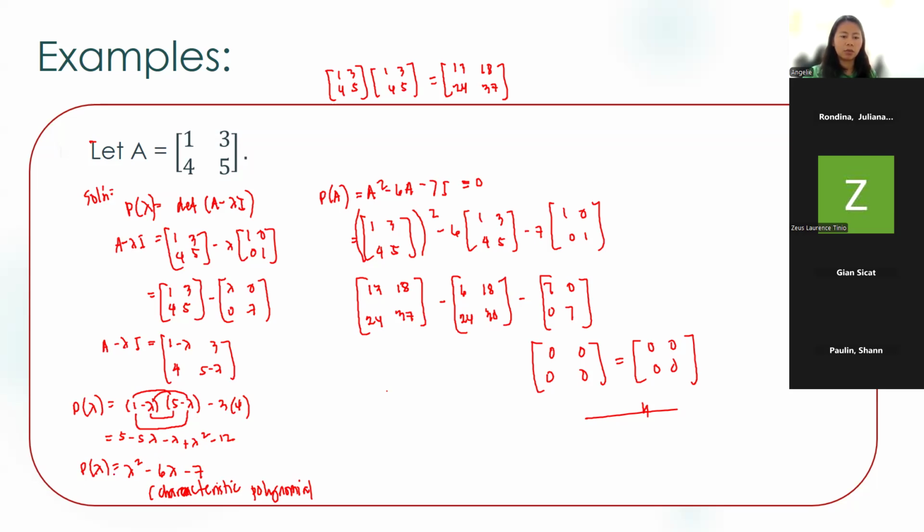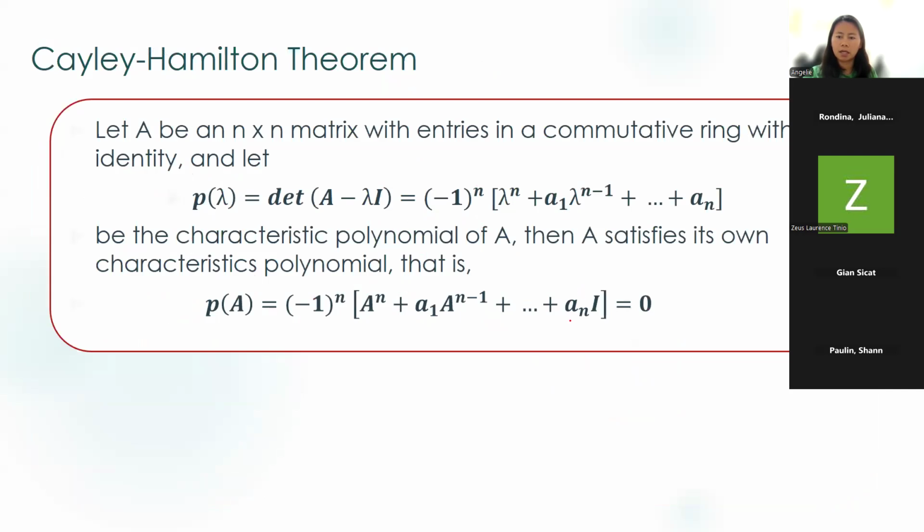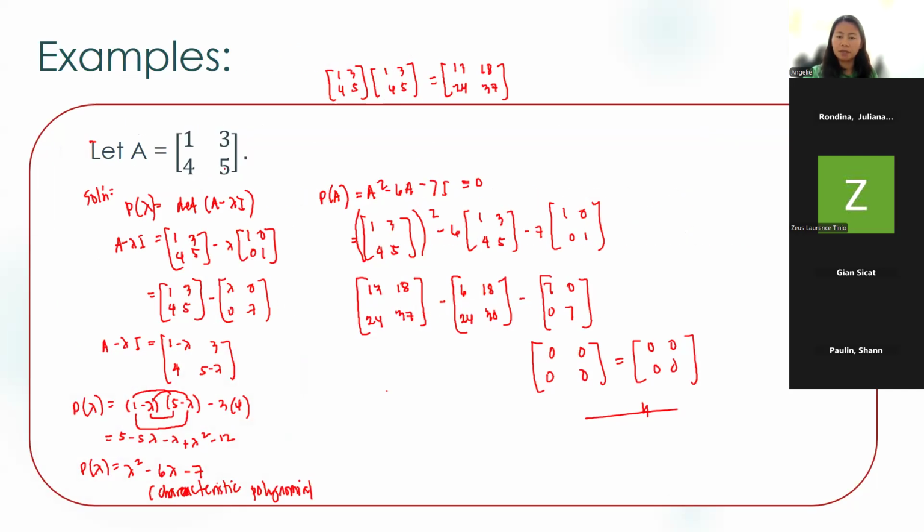Now, after that, we are going to replace all our lambda here by A. So your A is this matrix. So P of A is equal to A squared minus 6A minus 7 times identity. So, as you can see here, the last coefficient is multiplied by the identity matrix, of course, of the same size as your given matrix.